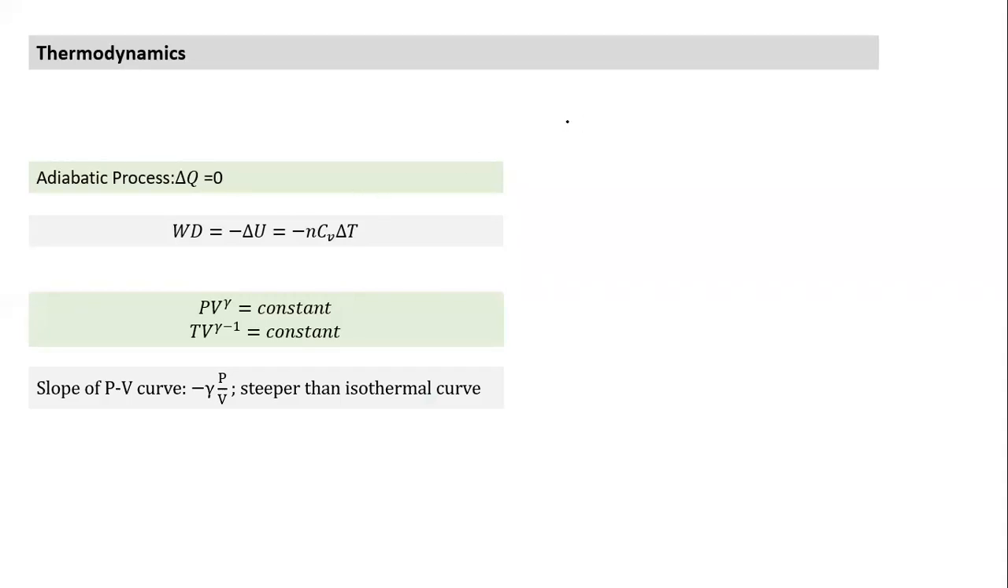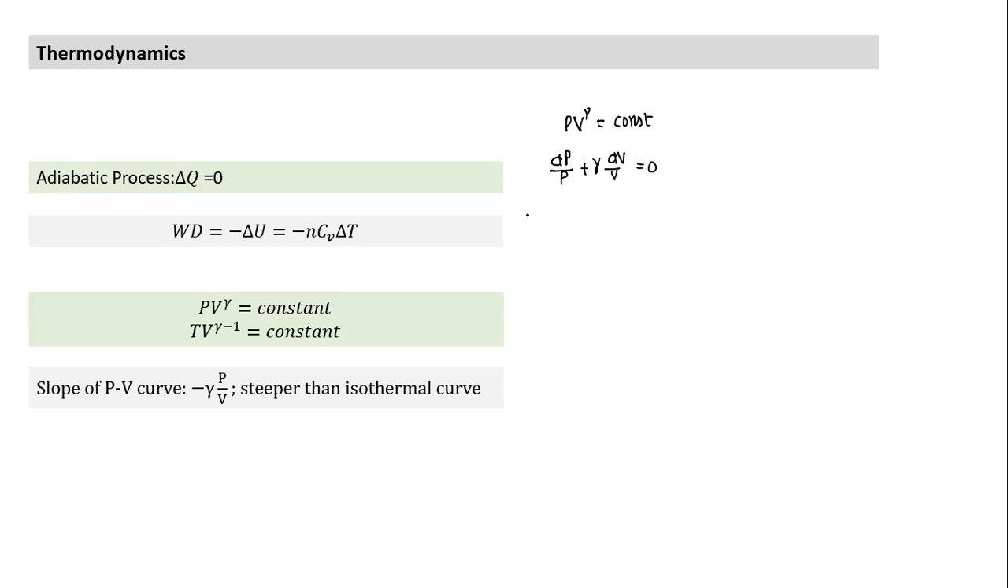I can write the slope in two different ways. One is PV raised to gamma is equal to constant. Whenever we have this kind of relation, for small changes, we can also write it like this: dP by P plus gamma dV by V is equal to 0. This is something we use for small changes, even for error approximation. And this comes from differentiation only.